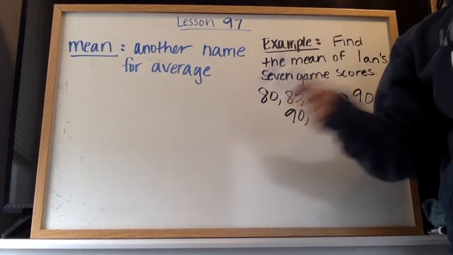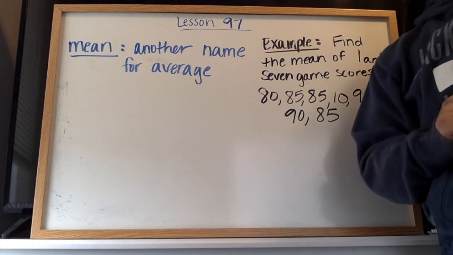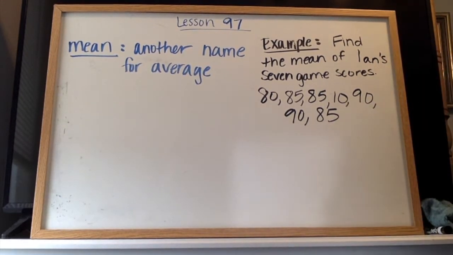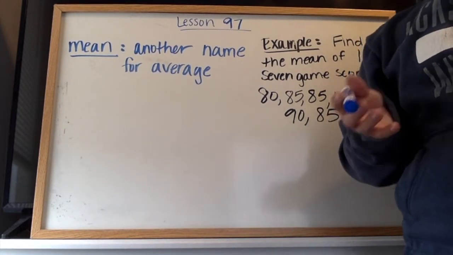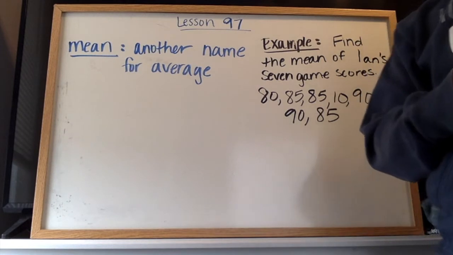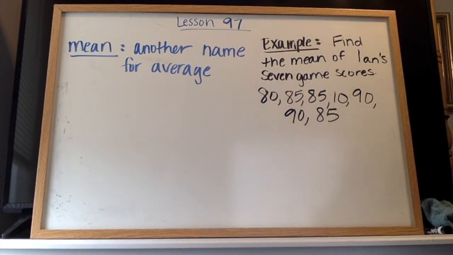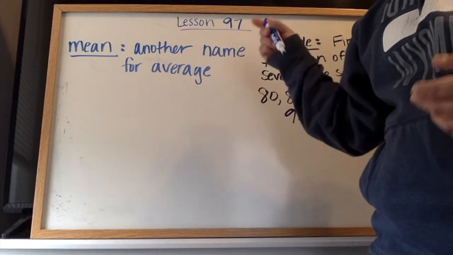All right, today we're talking about lesson 97 that deals with the mean, median, range, and mode. Now, yesterday in lesson 96, we talked about what an average means. If you need a little refresher on what an average is, go on back to that lesson. Today, though, we see the word mean, M-E-A-N. That's just another name for an average.